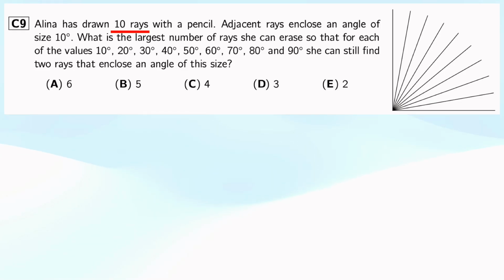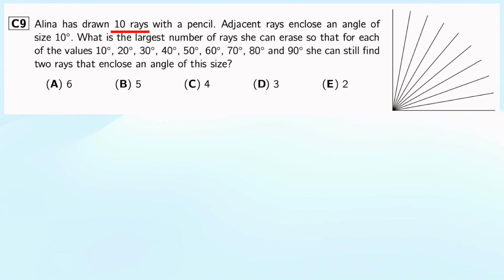Alina has drawn 10 rays with a pencil. Adjacent rays enclose an angle of size 10 degrees. What's the largest number of rays she can erase so that for each of the values 10 degrees, 20, 30, 40, 50, 60, 70, 80, and 90 degrees, she can still find 2 rays that enclose an angle of this size?